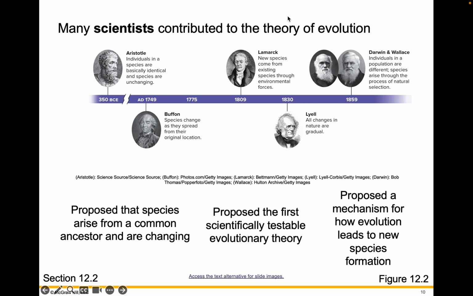All right, let's talk a little bit about the history of evolutionary theory. So here's a brief timeline. If we were to go back all the way to Aristotle, 350 BCE, individuals in a species are basically identical and species are unchanging. Fast forward 2,000 years to Buffon. Buffon is the one who stated that species change as they spread from their original location. So this is where the idea of a common ancestor and changing species first began to arise.